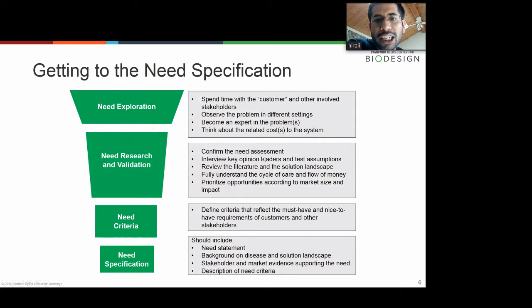So talking to key opinion leaders, who's the expert in this field? Can you have access to them? Can you reach out to them? Test your assumptions. Look at the literature and the solution landscape. So again, part of what we talked about in the last slide.